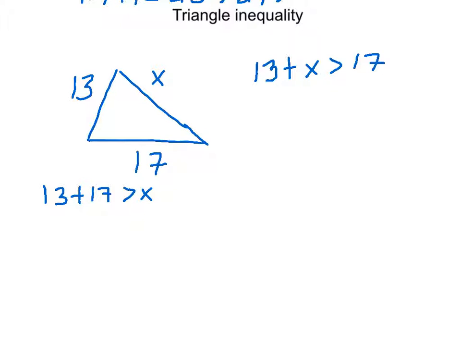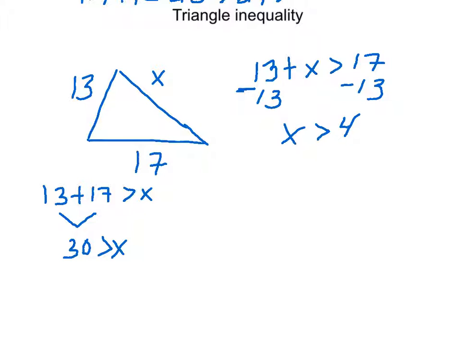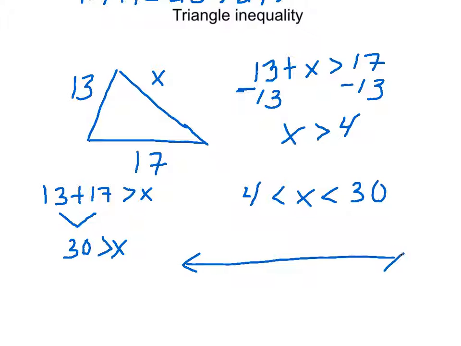So we just solve these. What's 13 plus 17? That's going to give us 30. And then we go to our other inequality. If we subtract 13 from both sides, x has to be greater than 4. So x has to be greater than 4, but smaller than 30. And again, if you like number lines, who doesn't? We'll say this guy's 4, this guy's 30. All of these numbers, not counting 4 and 30, are completely valid. 4 won't work because 4 isn't greater than 4.